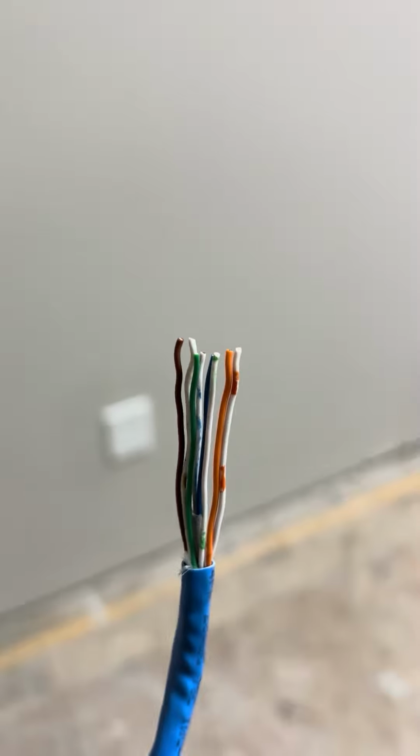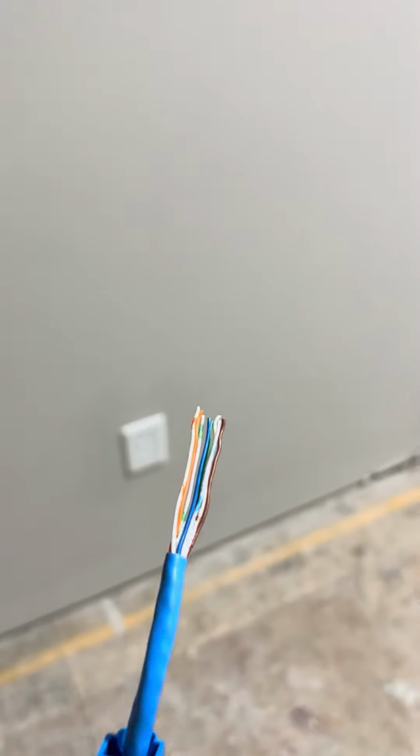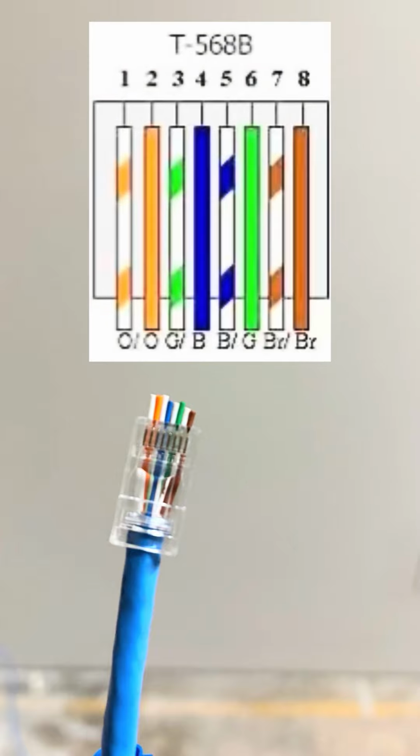In this case, you see that I've stripped the wires. I'm about to separate them. It's a 4-pair wire, 8 wires all together, and I'm about to place it inside of an Ethernet connector. In this picture, you see me placing the wires inside of the Ethernet connector based off of the T568B standard, which is used for the access point to receive power.